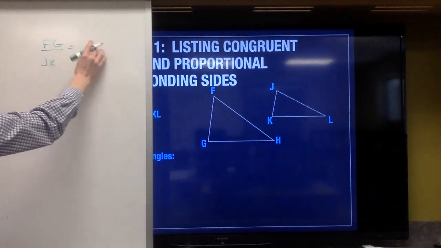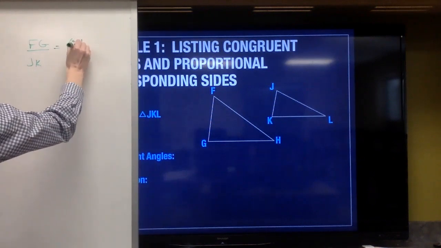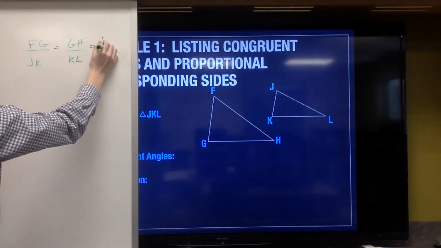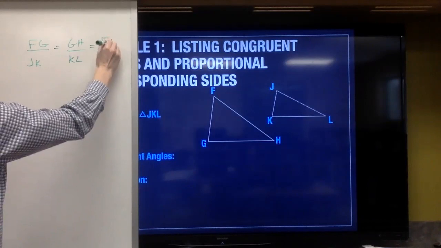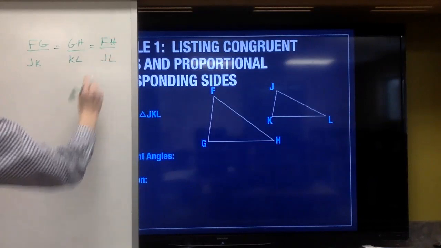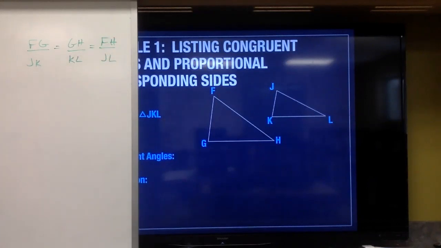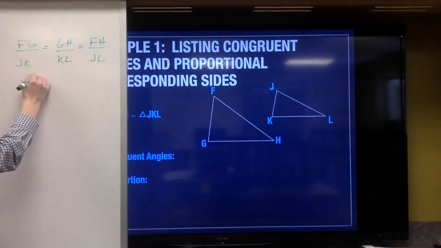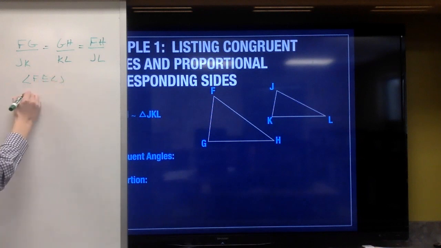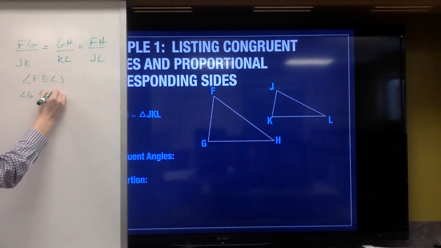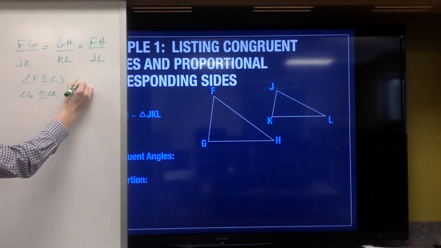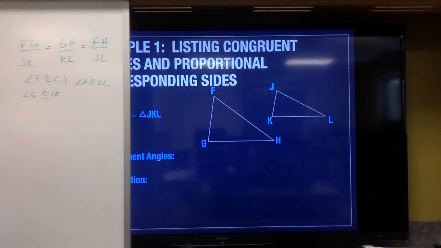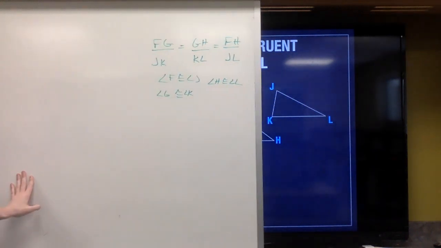Okay, another proportion that we could set up would be GH and KL. They're both at the very bottom. And finally, we could say that FH is similar to JL. So those are all of my similarities right there. For the congruency part for angles, we know that F would go with J, G would go with K, and then H would go with L. So that's what's asking you. Can you set this up?